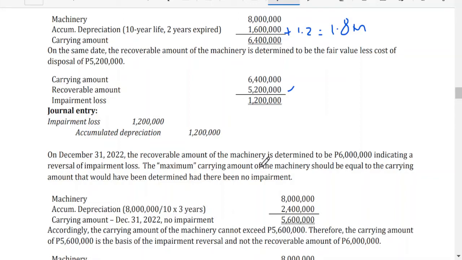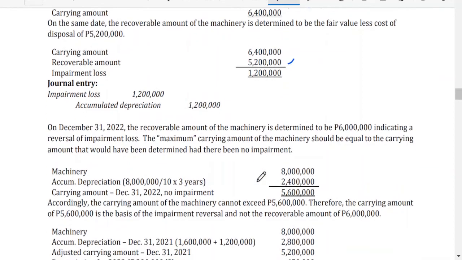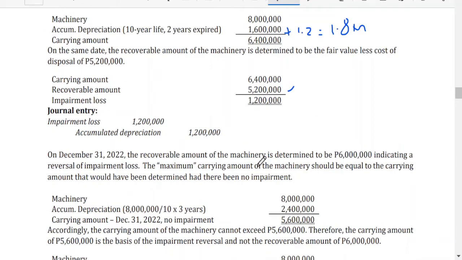So when the new recoverable amount is greater, there would be a reversal. But to what extent? How much would be the reversal? First, we have to get the carrying amount of the asset without the impairment. How do we compute the carrying amount of the asset without impairment? We assume that there had been no impairment loss recognized at all.